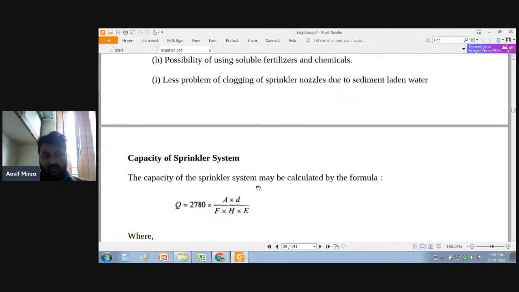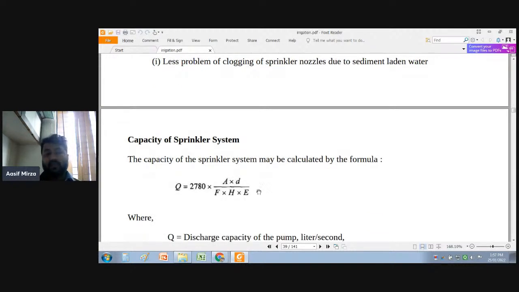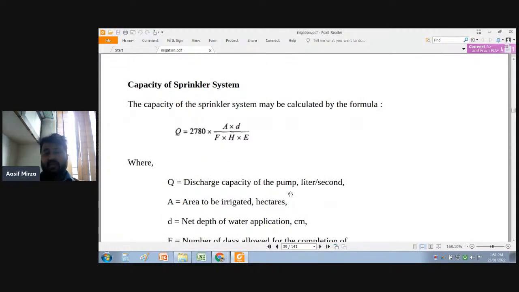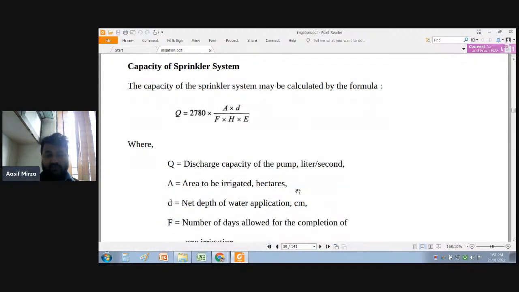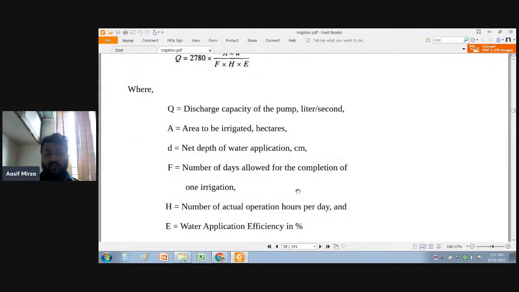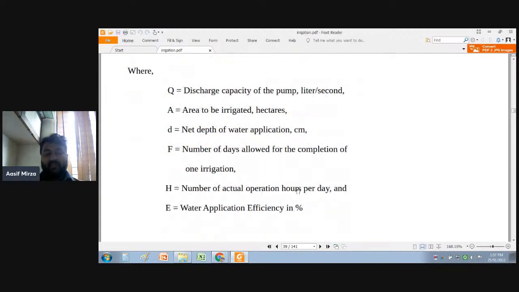So this equation is given for the calculation of the sprinkler system, and a numerical based on this equation can be asked in the GATE examination. So the equation is: the capacity Q, which is nothing but the discharge capacity of the pump in liters per second, is equal to 2780 into A into D divided by F into H into E, where A is the area to be irrigated in hectares, D is the net depth of water application in centimeters, F is the number of days allowed for the completion of one irrigation, H is the number of actual operation hours per day, and E is the water application efficiency in percent.